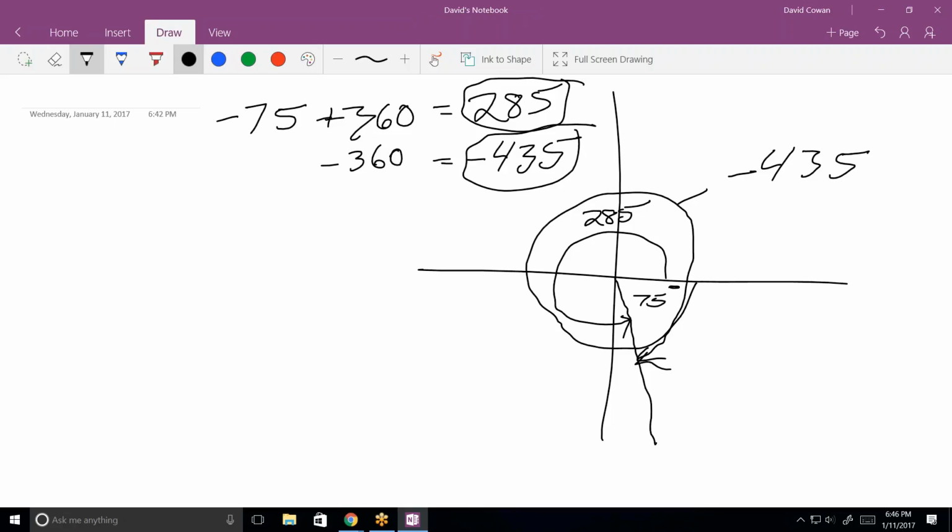Notice that both coterminal angles end up on the same ray. In other words, the positive one ended up there, and so did the negative one. And that will always be the case. Your trig functions of coterminal angles are always the same. The sine of minus 75 is going to be the same as the sine of 285. All right, what else they got?